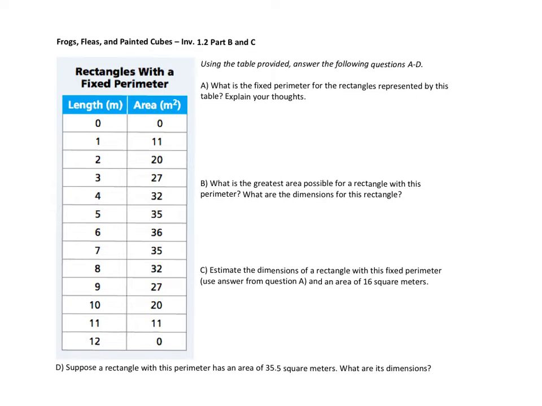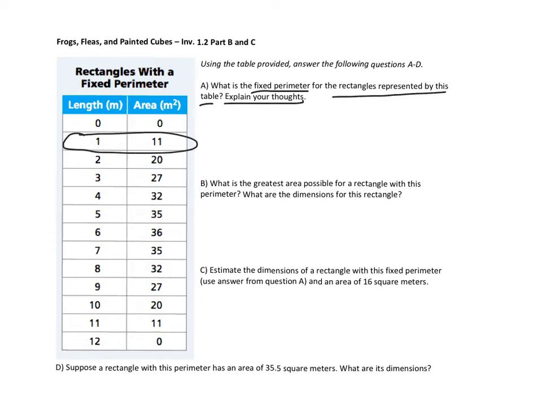Instead of having a graph, we're going to look at a table. Okay, same thing, we're dealing with rectangles with a fixed perimeter. All right, so what is the fixed perimeter for the rectangles represented by this table? Make sure you explain your thoughts using words or math depictions, right?